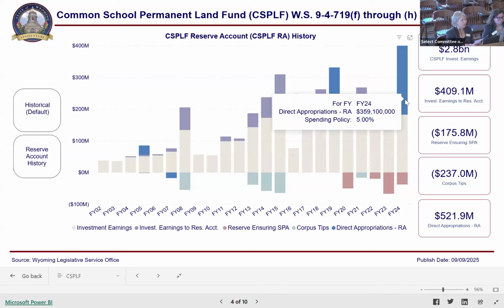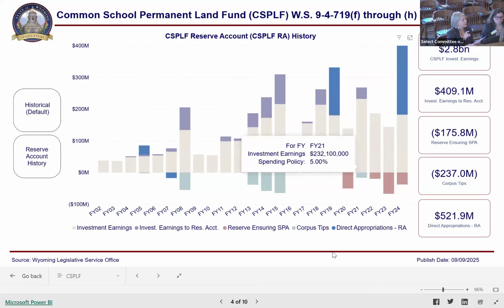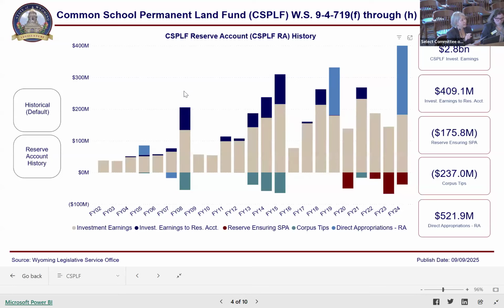Now one thing I want to point out about the Common School reserve account, it's interesting because there are constitutional restrictions about the use of investment earnings in the Common School. They can only be spent for K-12 education. They cannot actually be deposited into the reserve account. So when there are excess investment earnings in the Common School Permanent Land Fund above the spending policy amount, we have to swap them out.